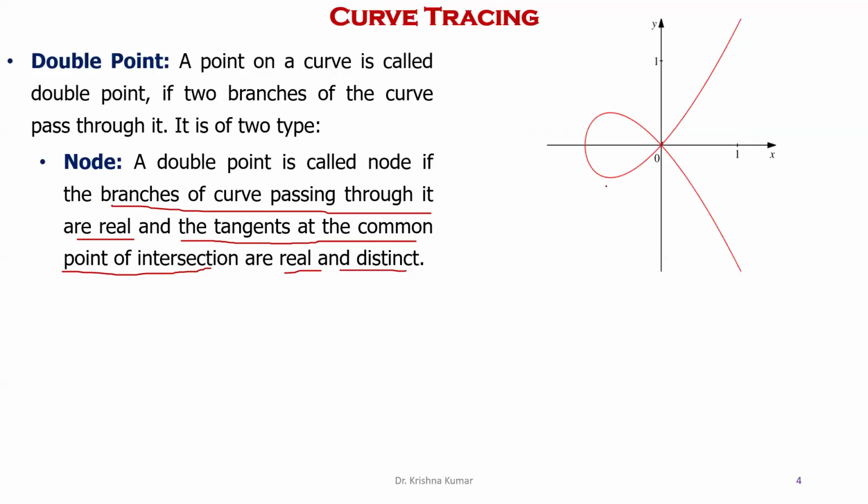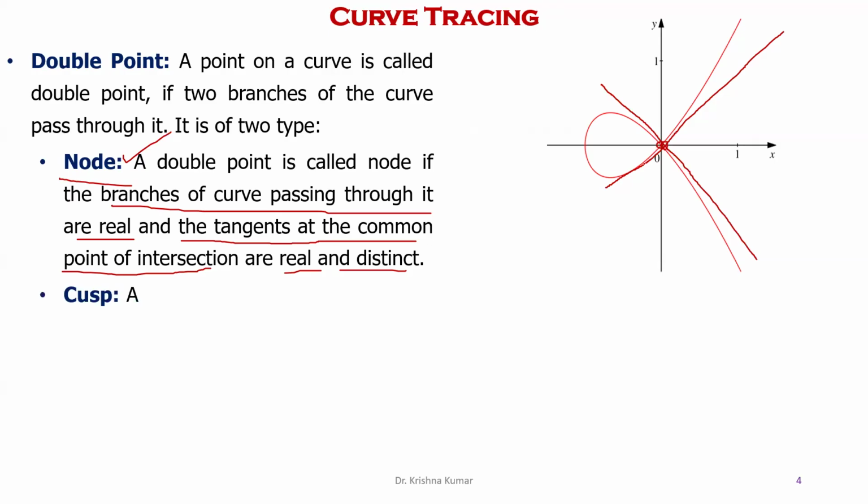So here we are able to draw this is the one tangent and this is the another tangent. So we can draw the two real tangents which are real as well as distinct. So such type of double point is called node, where we can get the two different tangents on the two different branches and both the tangents are real and distinct.